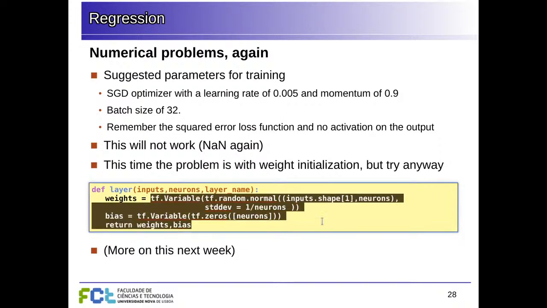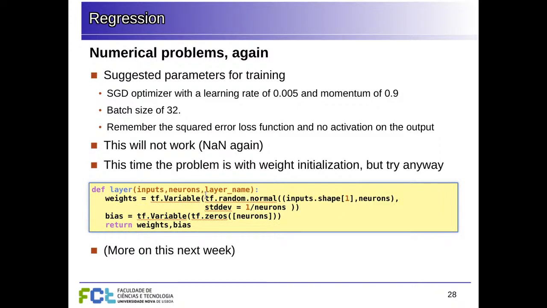So what you can do to solve that is, when you initialize the weights, instead of just using a normal distribution with a standard deviation of 1, which is the default and can give you fairly large weights, we can use a standard deviation of 1 divided by the number of neurons in the layer. So the more neurons you have in the layer, the closer to 0 will be the initial values of the weights, and this evens out and solves a bit of those problems. But we'll see more about initialization strategies next week. This time is just for you to experiment a bit with these.